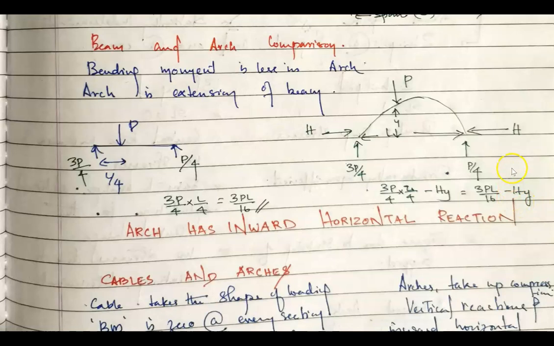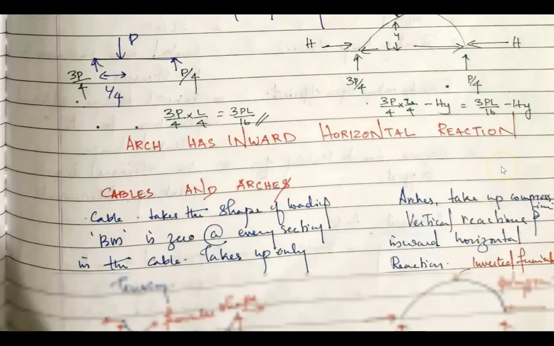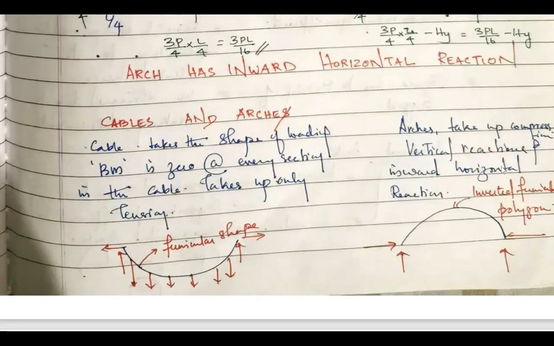So this is what makes the arch more attractive than beams. Now you just need to compare what the cable and arch difference is, because we have seen cables in the last module. The cable takes the shape of loading, that is, whatever the loading, the cable takes that shape, and bending moment is 0 at every section in the cable, and it takes up only tension.